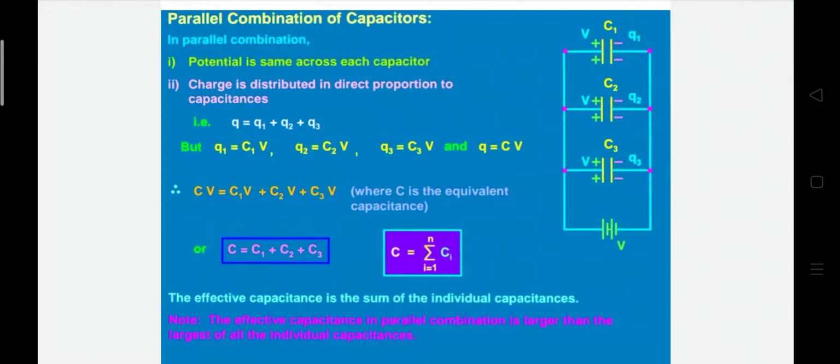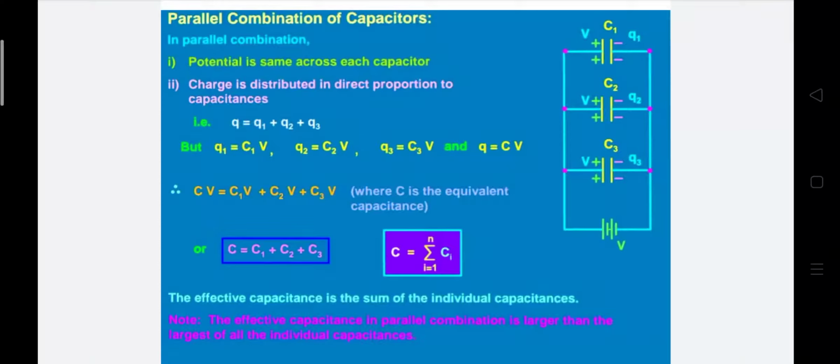The charge is distributed in direct proportion to their capacitance. The capacitor that has higher capacitance will have a greater amount of charge. The capacitor that has lower capacitance will have a smaller amount of charge. So if Q charge was given by the battery, then the charges on capacitors C1, C2 and C3 are respectively Q1, Q2 and Q3. So total charge Q is equal to Q1 plus Q2 plus Q3.